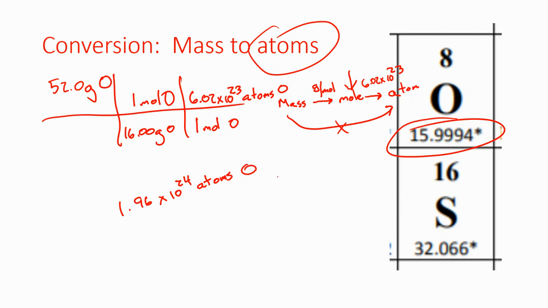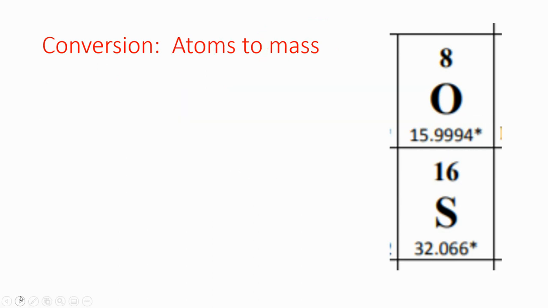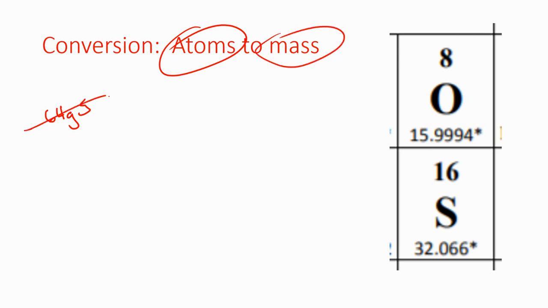What if we wanted to go the opposite direction? Let's say instead we had 64 grams of sulfur. No, that's wrong. We want to go from atoms to mass. Let's say we had 1.2 times 10 to the 24th atoms of sulfur, and we wanted to turn that into grams. How would we do it?